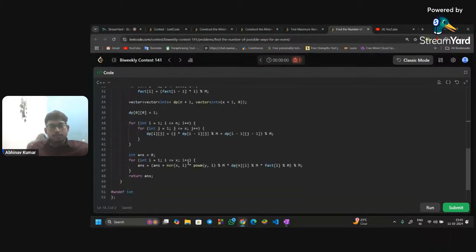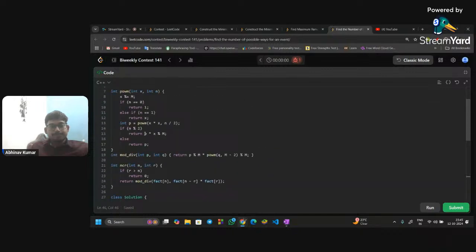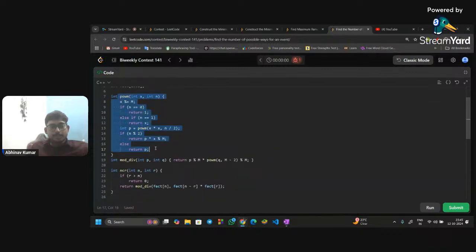This division is done through modulo inverse, and this powm function is my binary exponentiation function, which I have also used here, y to the power i. So this is the binary exponentiation mod m. I hope you know how to write the binary exponentiation function. Okay, so I hope you understood.